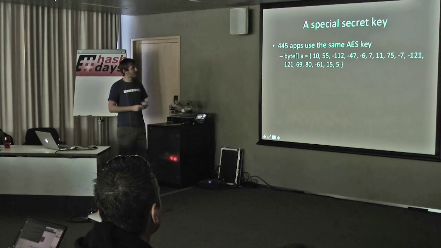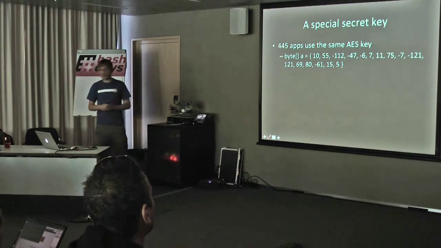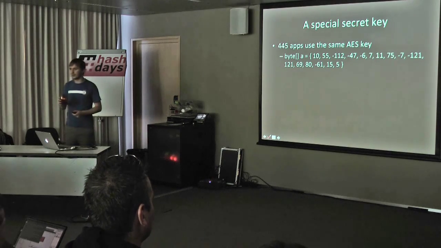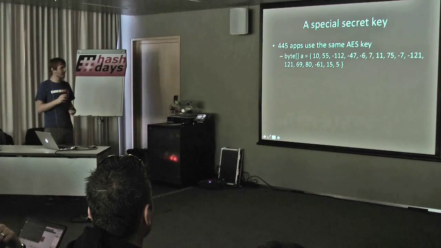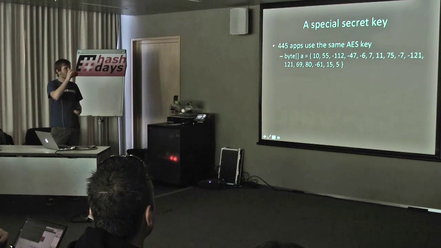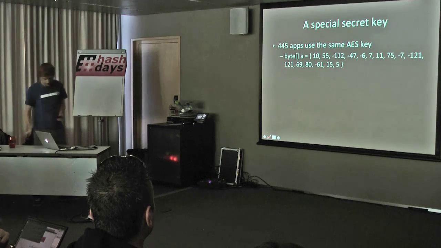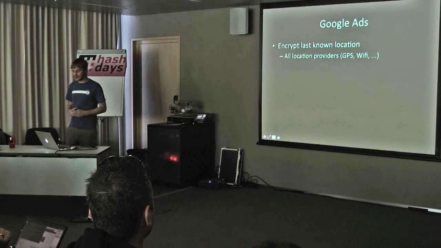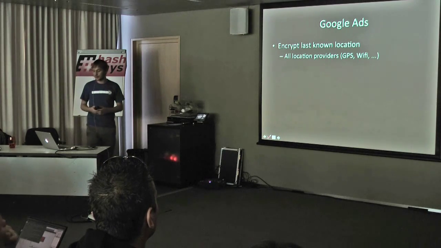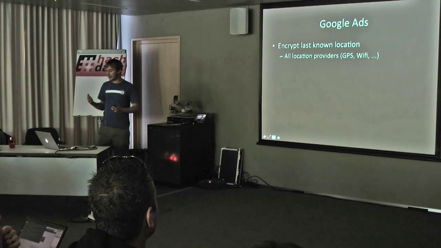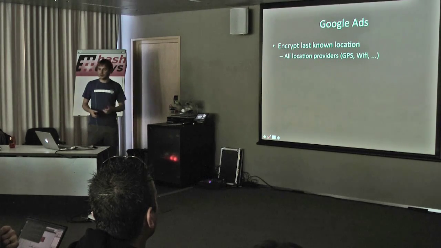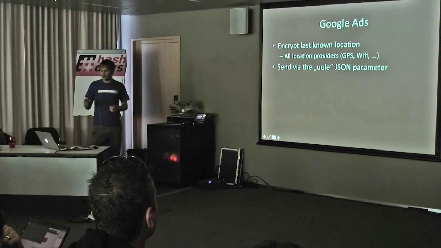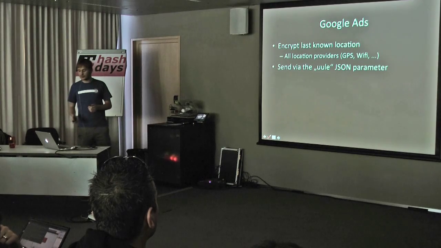And one day I realized there's actually a really special secret key. 445 apps use the same AES key. I was wondering, why would all these apps use the same AES key? And the winner is Google Ads. What they actually do is encrypt the last known location of the user. They get all the geolocation information from GPS and your Wi-Fi, and they encrypt it with the key we saw. And they send it via the UULE parameter to the Google servers.